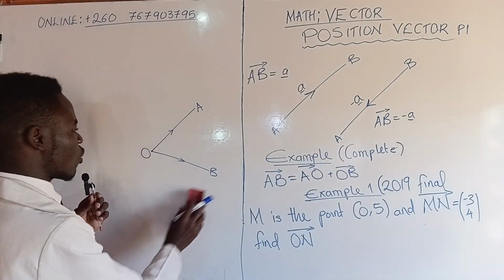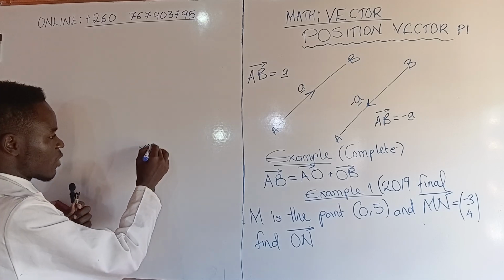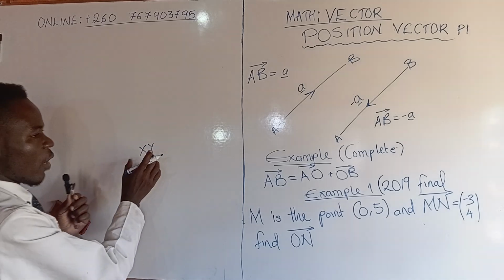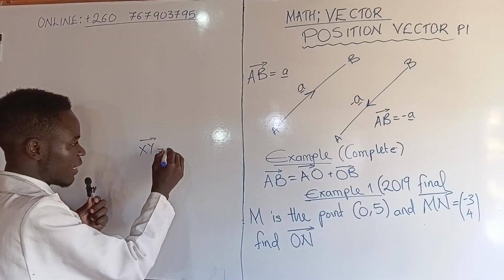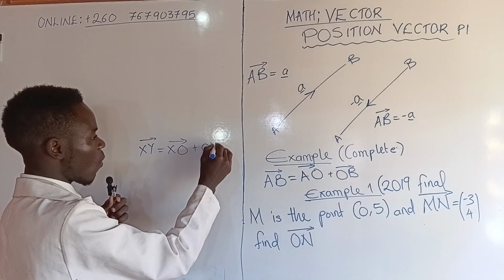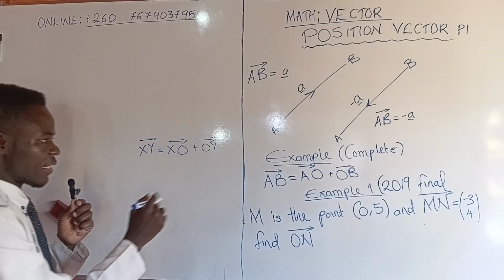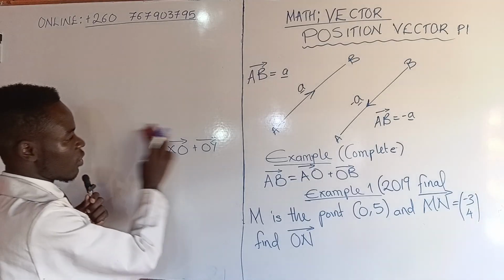Okay, now let me assume that maybe you have x, y. For instance, we have x, y. How are you going to make this? You are going to have x, y vector, then x, o vector plus y vector. Yes, you can see that. But now this one, it is descending from there. Okay, so now that is it.